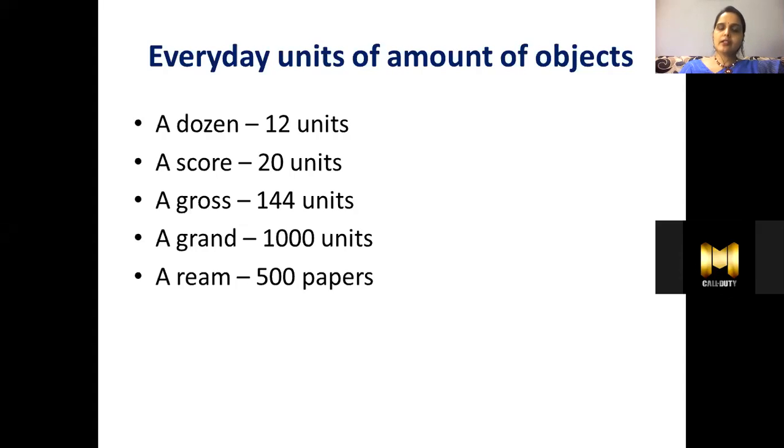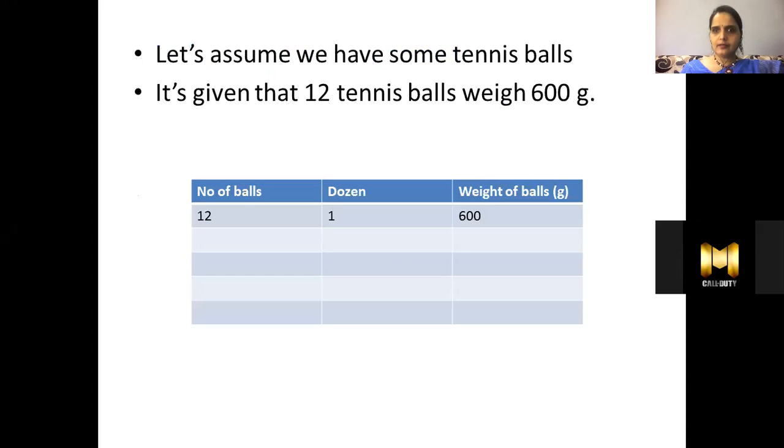We use this unit dozen, which means 12 units. So what does it exactly mean? We are going to take an example. In this particular example, we are going to consider tennis balls. Let's assume that we have some tennis balls, and it is given that these 12 tennis balls weigh 600 grams. So this is the given condition for us. Now, let's assume that we get 2 dozen tennis balls.